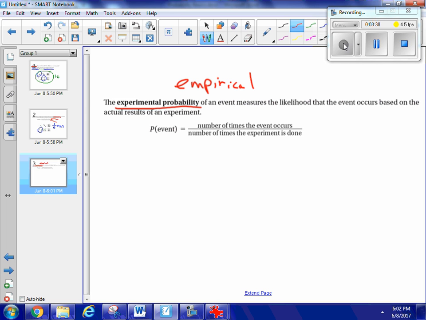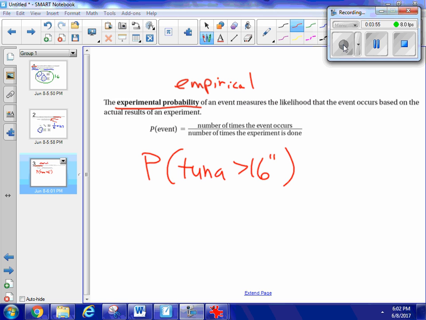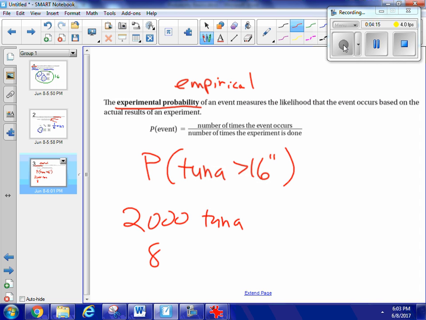So let's say, for example, I want to know how many tuna in the sea are greater than 16 inches long. So I want to find that. That's how we write it. We'll show you how to do this in a little bit. I want to find the probability that tuna are greater than 16 inches. So I get in my fishing boat and I go out into the ocean and I catch 2,000 tuna. That's what I catch, and it turns out that 800 of them are greater than 16 inches long.